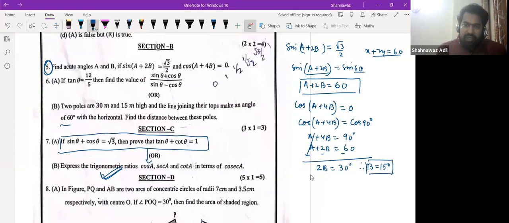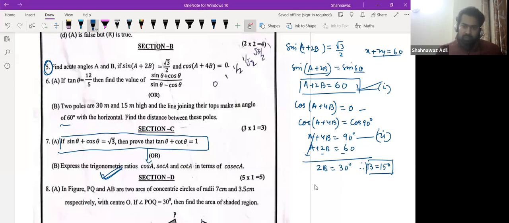So B is 15 degrees, right? We are supposed to subtract 90 minus 60. So B is 15. Then we have to put it in one of the equations. This is the first, and this is the second. So how can we calculate A? What would be A?